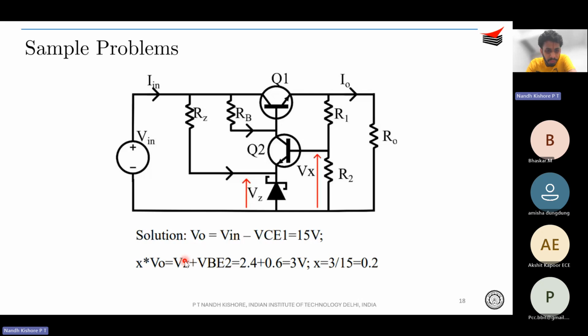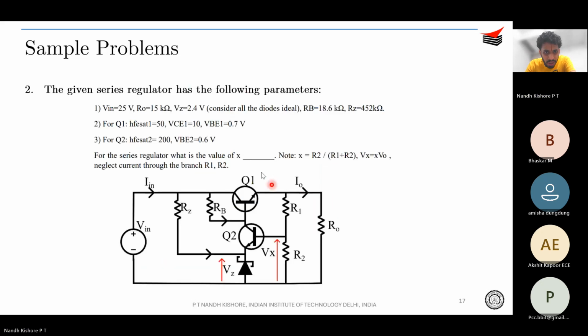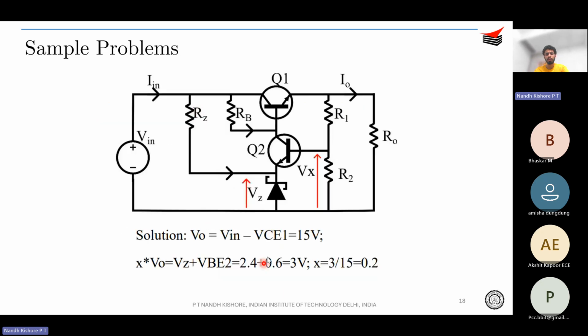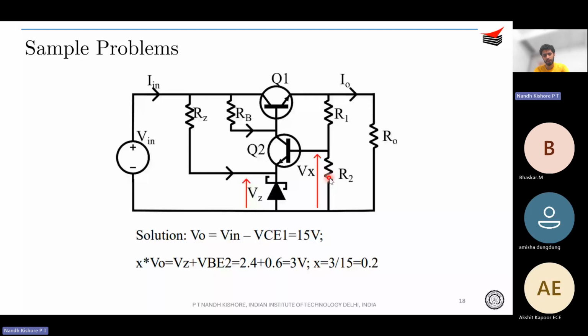And what is Vx? Vx can be calculated from KVL over here. That is Vz plus VBE. 2.4 is given as Vz. You understand that Vz is 2.4 volt. So 2.4 plus 0.6, that is your Vx, that is 3 volt. Therefore, your ratio is equal to Vx divided by V naught, right? X is equal to R2 by R1 plus R2, or Vx divided by V naught. So 3 by 15, right? That is 0.2.